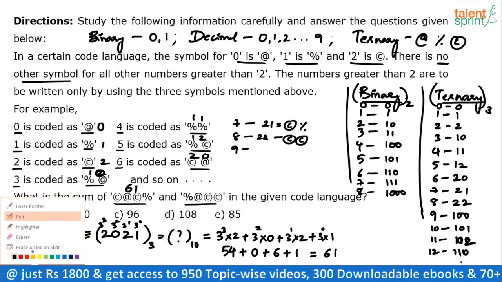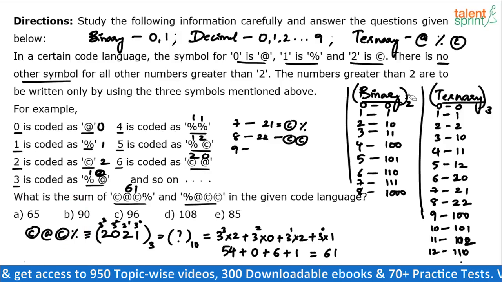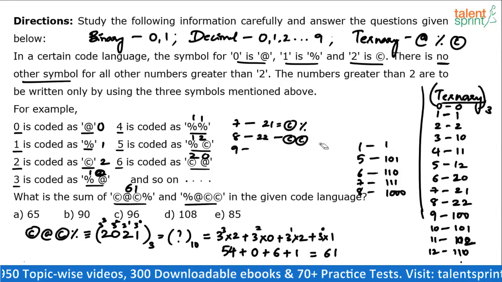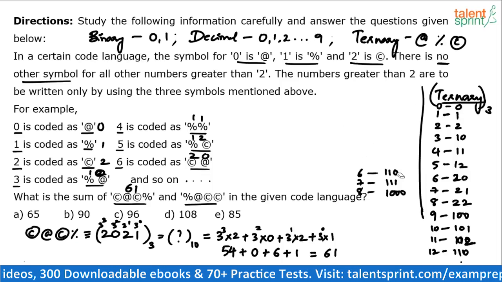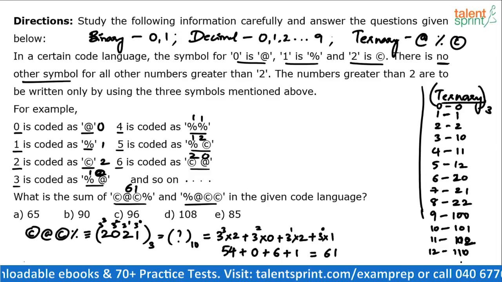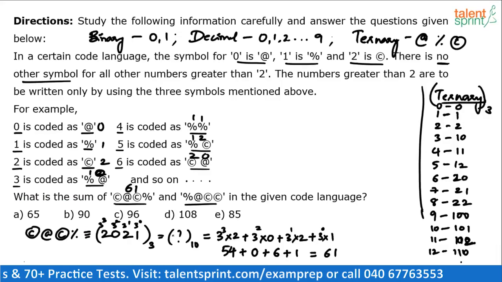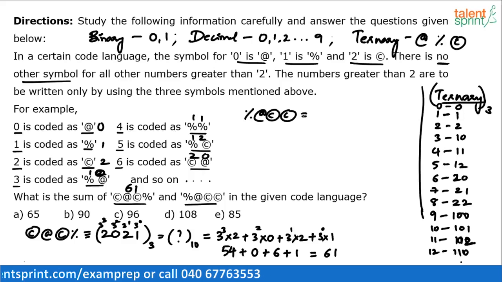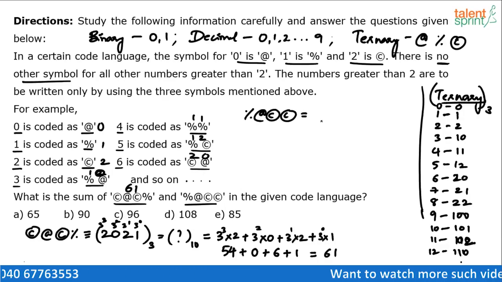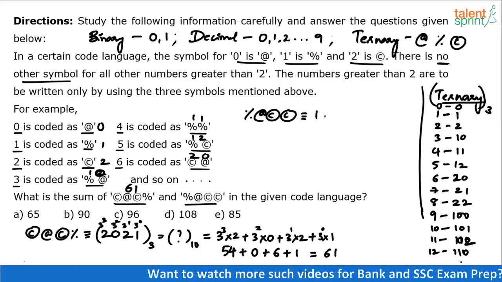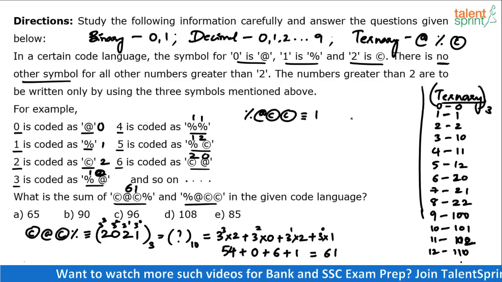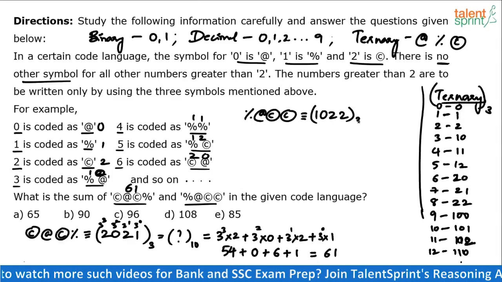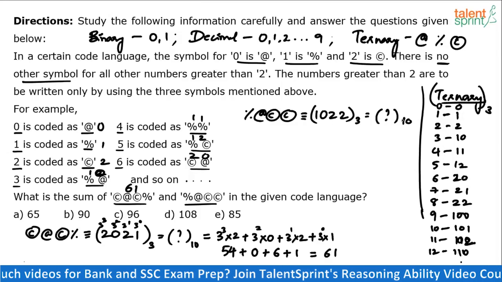Let me just clear this up. I'm sorry, lack of space. All this can be cleared up. Now convert the second number. So this is equivalent to what? The first digit is 1, then 0, then 2, 2. So 1022 in the ternary system. What is this equal to in the decimal system?